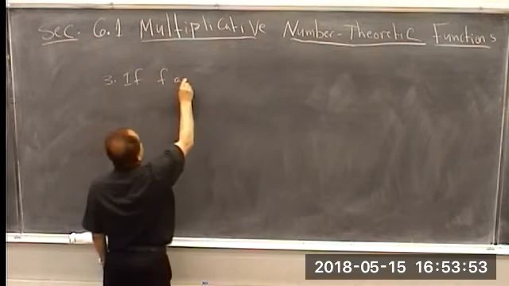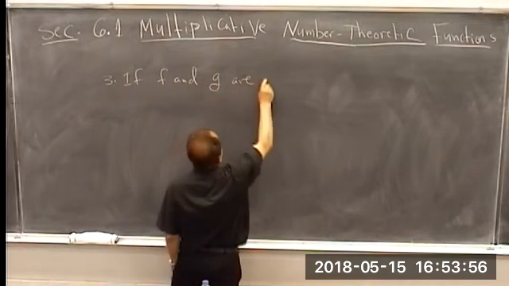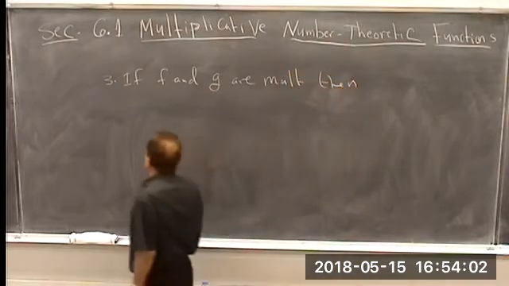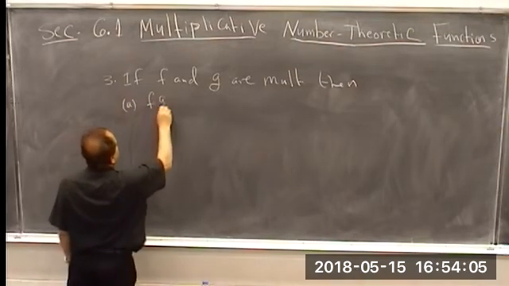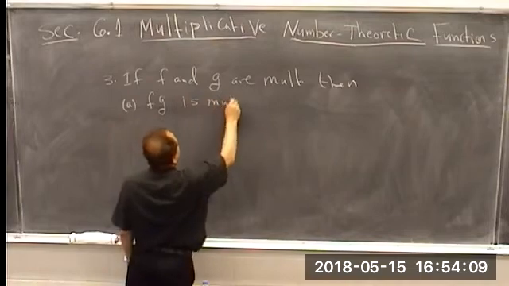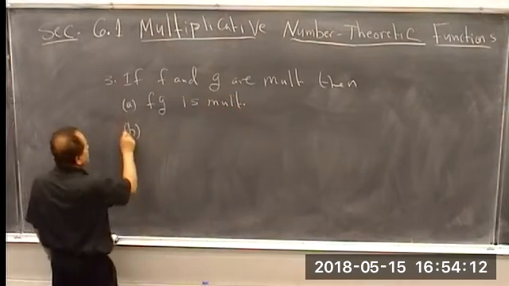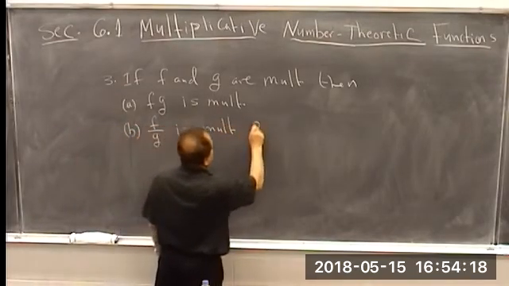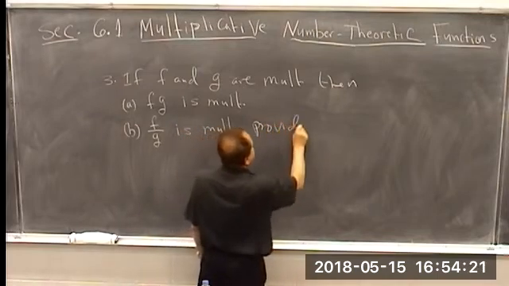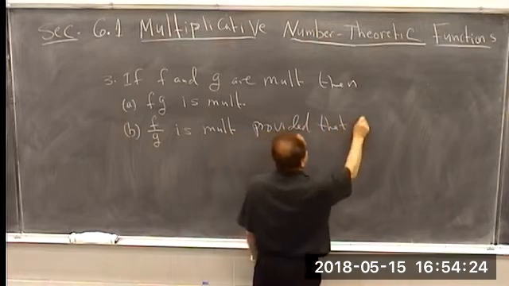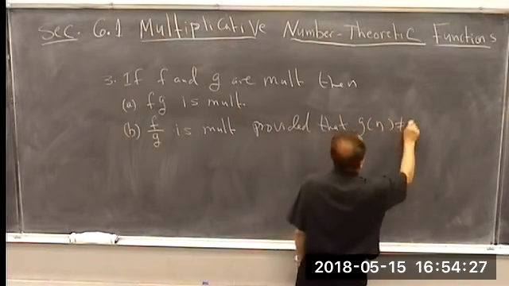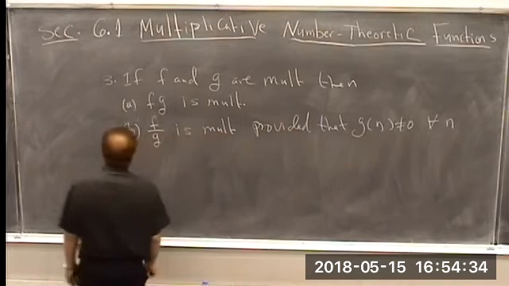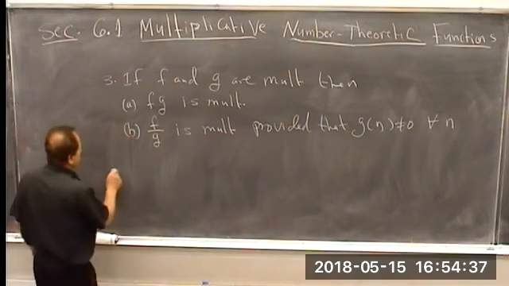If f and g are multiplicative, then 1, fg is multiplicative, and 2, if g is multiplicative, f over g is multiplicative, of course provided that g of n does not equal 0 for any n. Okay. The proof of the first one is similar to the second one.